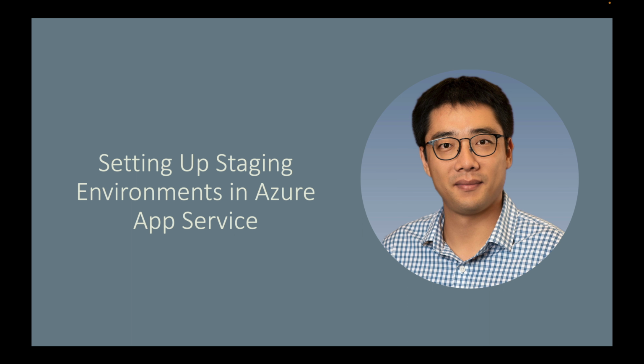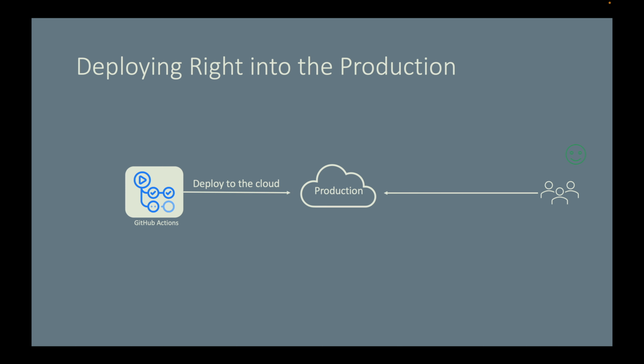Welcome back. In this video, let's talk about how to set up staging environments in Microsoft Azure App Service. In the previous video, we deployed our Spring Boot application to Microsoft Azure. Our customers and users can access the application. They're happy. However, with our current deployment setup, the Spring Boot application is deployed right into the production deployment, like this.